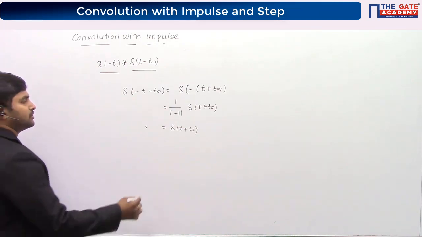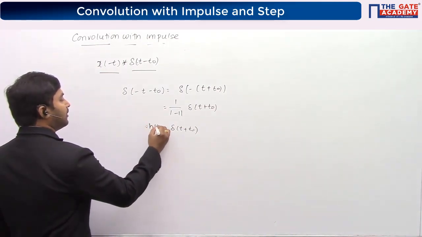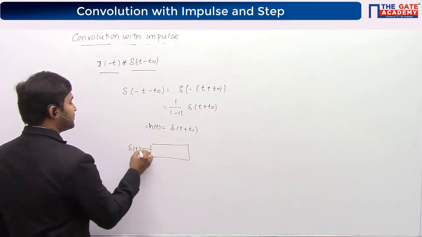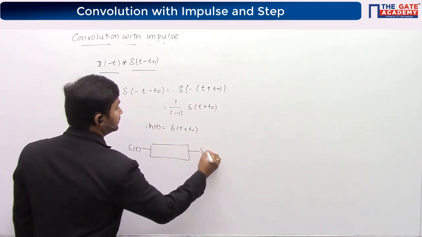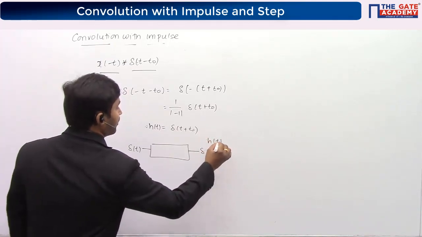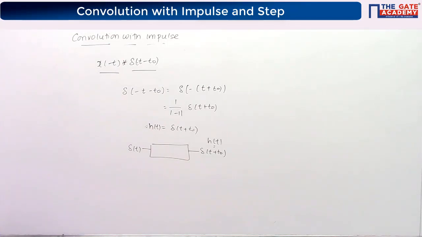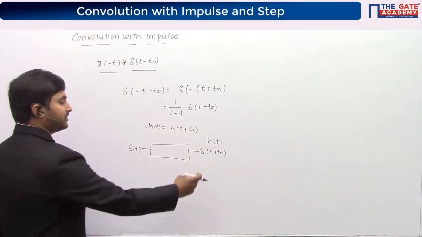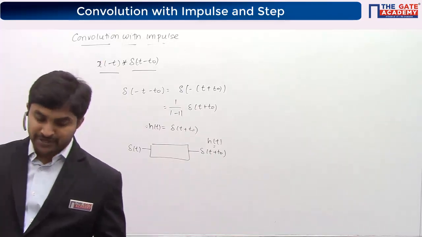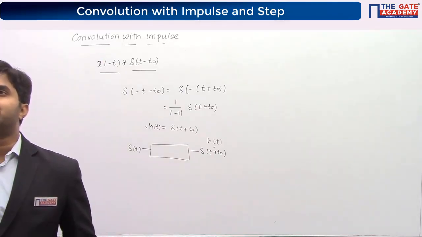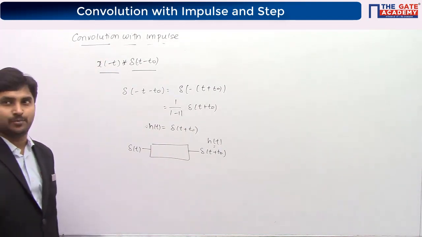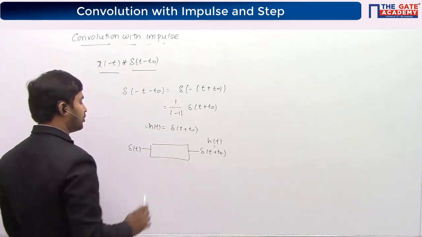Now you see, your impulse response is nothing but del of t plus t naught. It means if you are giving input as del of t, the impulse response is nothing but del of t plus t naught. Correct? So what is your system doing here? Can you please tell me? What is the system doing here? Very good. The system is doing the advancing operation, right?